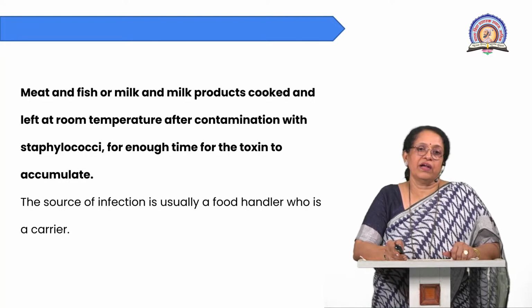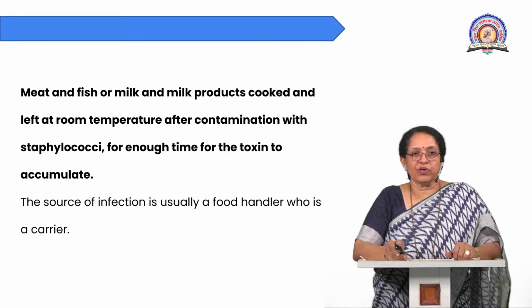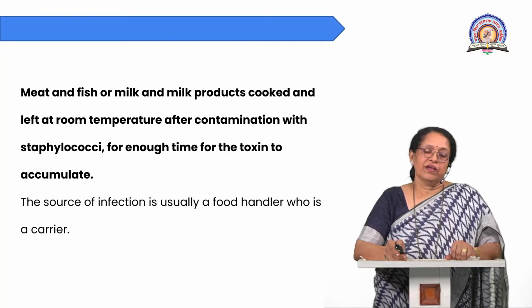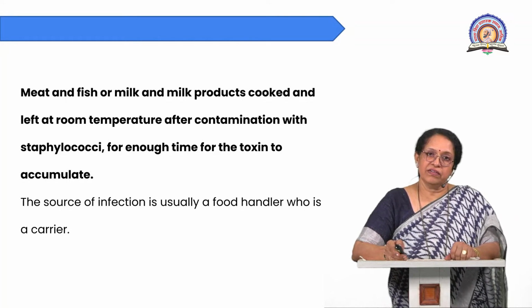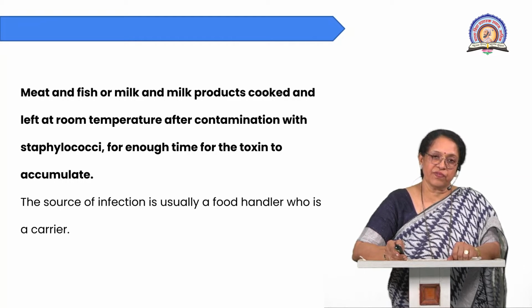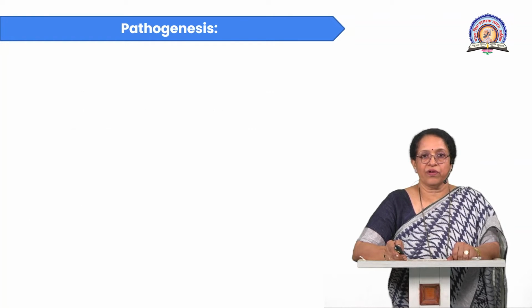or milk and milk products. If they are cooked and left at room temperature after contamination with staphylococci, there is enough time for toxin production by this microorganism. And upon ingestion of such toxin containing food, there are always chances of intoxication, food poisoning of the person. The source of infection is usually food handlers; food, milk or milk products and meat products get contaminated by handlers themselves suffering from certain infection by this microorganism.